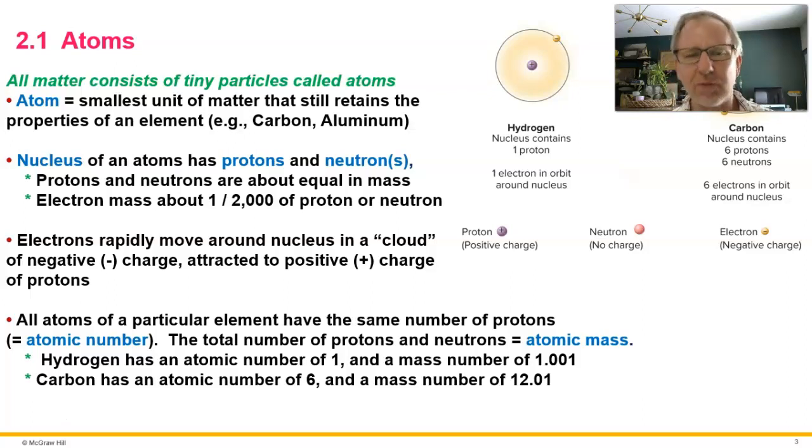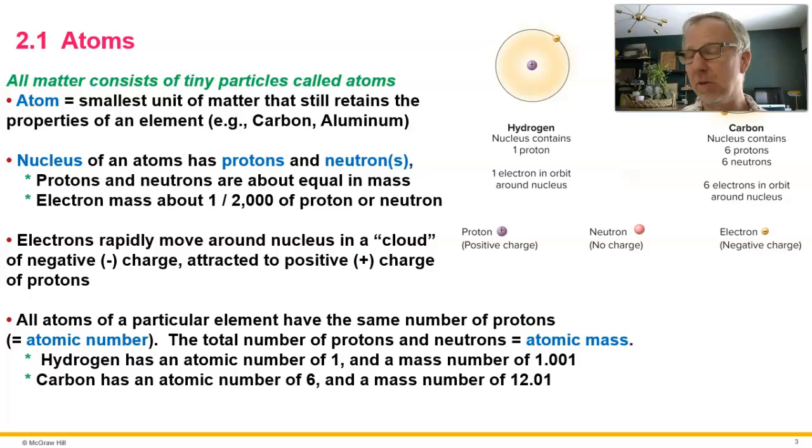Okay, all atoms of a particular element have the same number of protons, and that's called the atomic number. In fact, the atomic number is essentially the definition of each element. So, for example, hydrogen, in a periodic table of elements, all hydrogens have 1 proton in them. That's it, 1 proton. That is the atomic number for hydrogen, 1. If an atom has more than 1 proton, it cannot be hydrogen. It has to be something else.